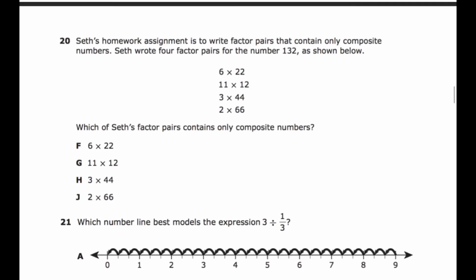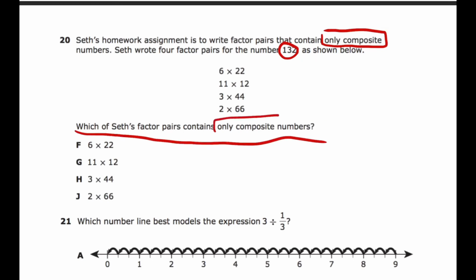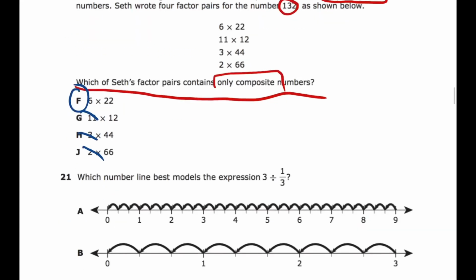Number 20. Seth's homework assignment is to write factor pairs that contain only composite numbers. He wrote these 4 factor pairs for the number 132. Which of the factor pairs contains only composite numbers? So if I see a non-composite or I see a prime number, I should eliminate it. And so let's take a look here. 11 is prime, 3 is prime, 2 is prime, so 6 is composite, and 22 is composite, so F is going to be my answer choice.